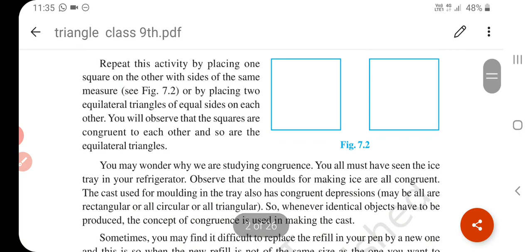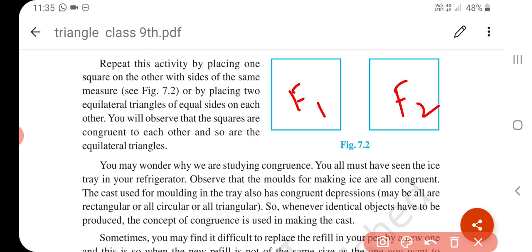See these two figures, they are squares. Look at the adjoining squares with sides of the same measure. If their sides are of the same measure, then what can we do? Take a trace copy of figure F1. Suppose this is your figure F1 and this is your figure F2. So cut this F1 and superpose it on F2. We note that the trace copy of F1 exactly covers the figure F2.